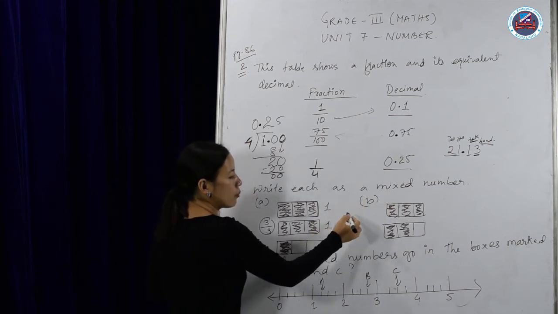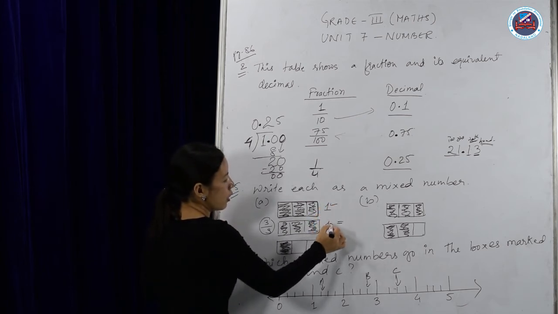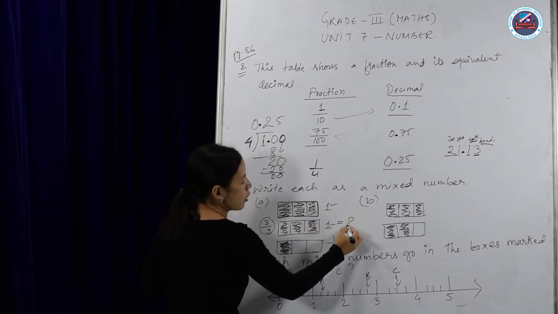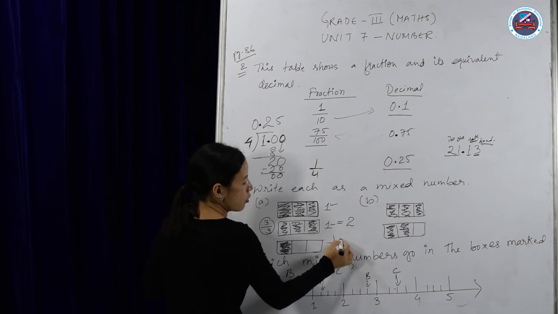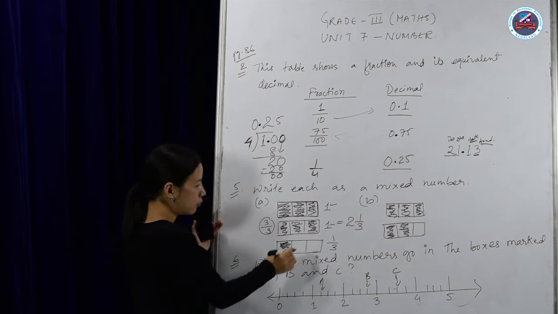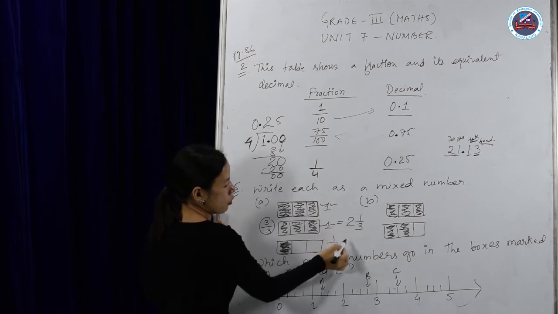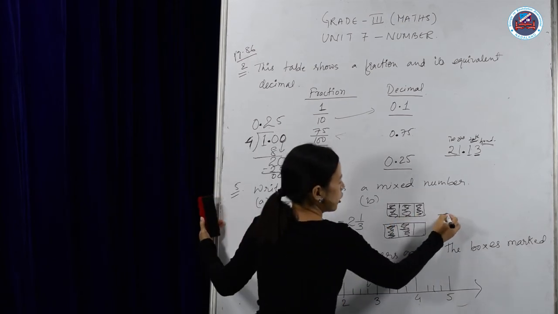Mixed number means a whole number first, right? A whole number and a proper fraction. So how many wholes do we have? 1, 1. So together that makes 2. And then we have this proper fraction 1 by 3. So we have 1 whole here and 1 whole here, that makes 2, and then this 1 by 3. Now let's do this one here.